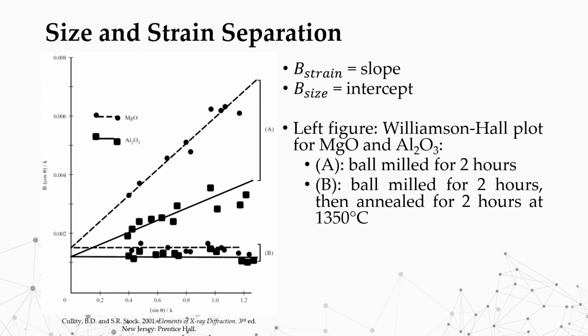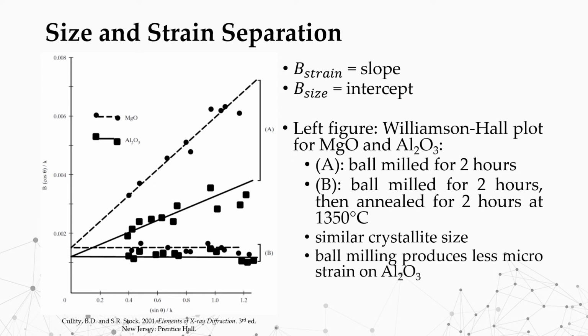From this plot, we can say that magnesium oxide and aluminum oxide have similar crystallite size, since B_size has something to do with the intercept. Ball milling produces less microstrain on aluminum oxide, as can be seen by the less pronounced slope, and annealing virtually relieves all of the strain, given by these horizontal lines for the B specimens.